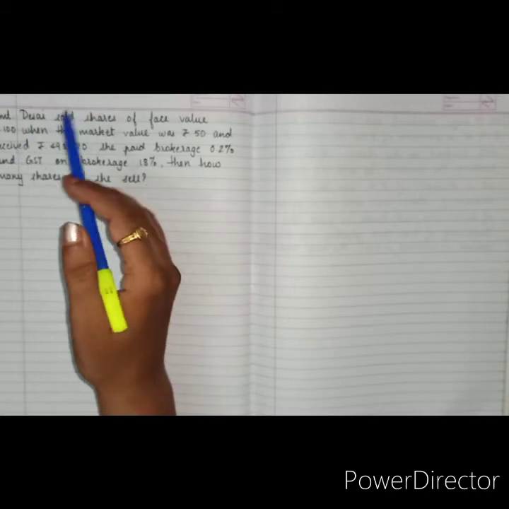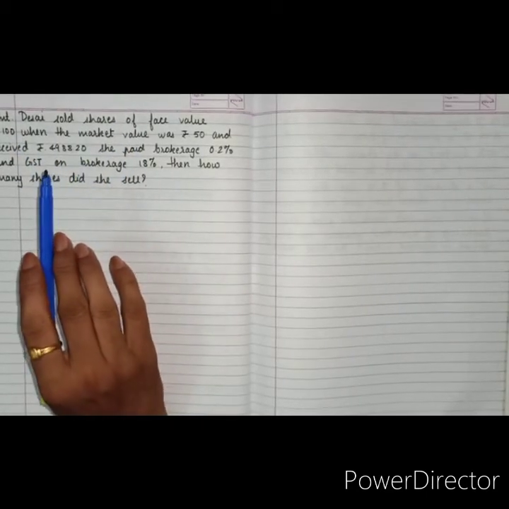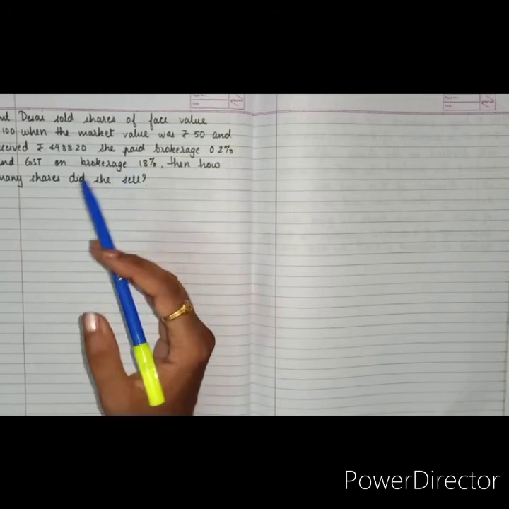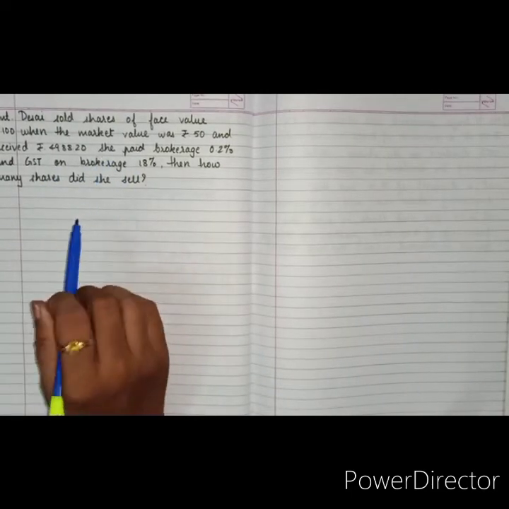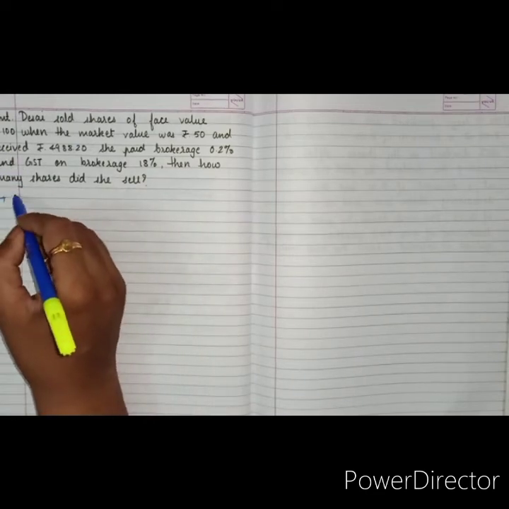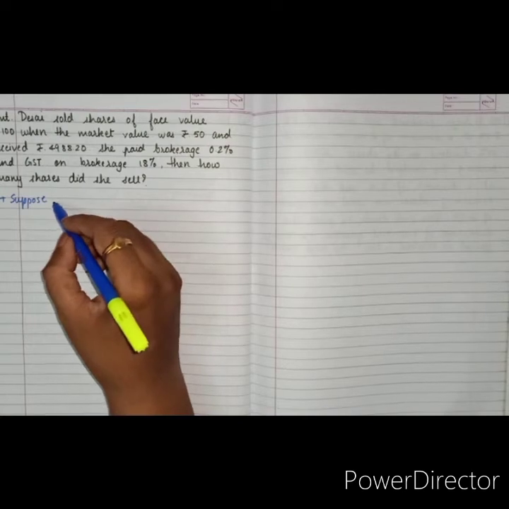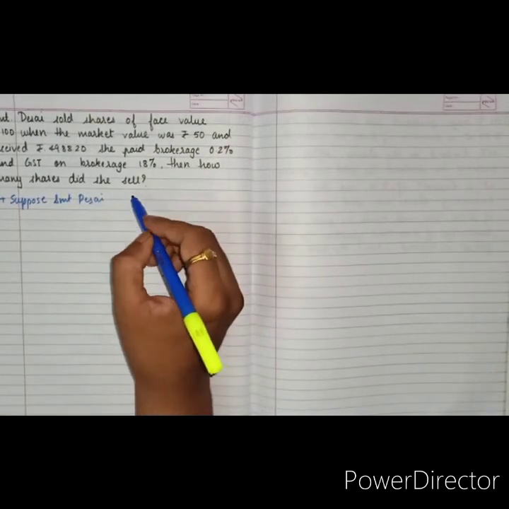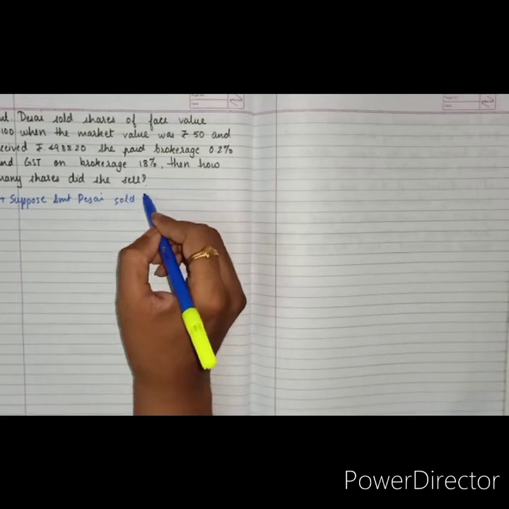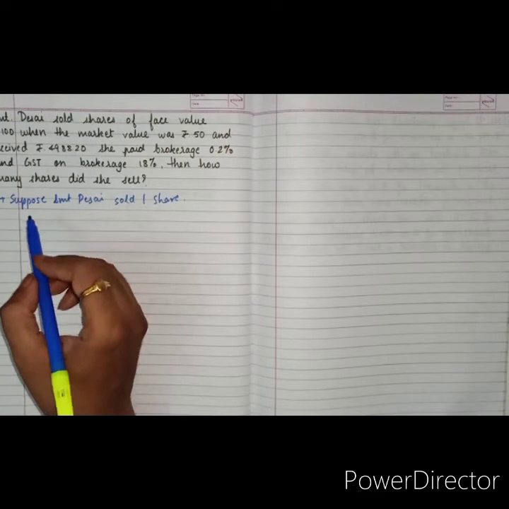Okay, when she has received this amount, let us first write down. Let us first consider that it was all about one share. So let us suppose Srimati Desai sold one share. We are just going to suppose it.